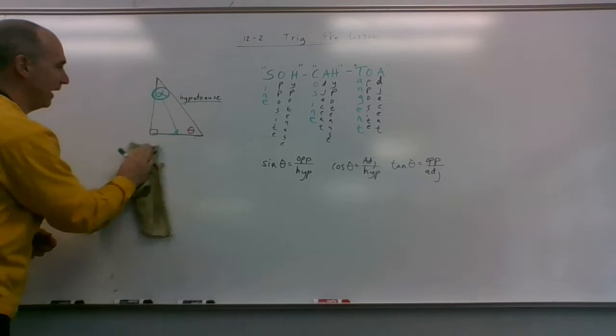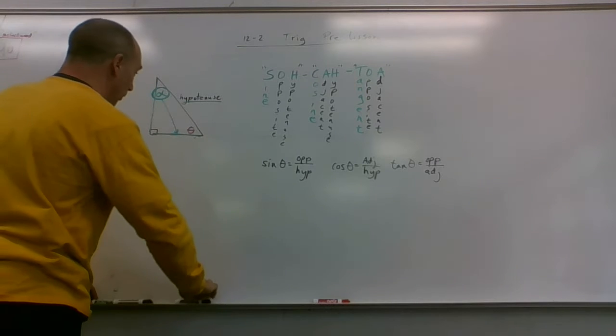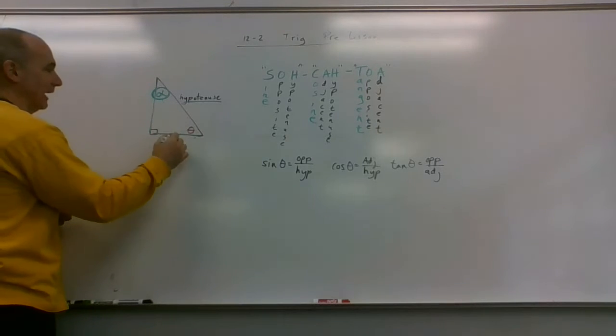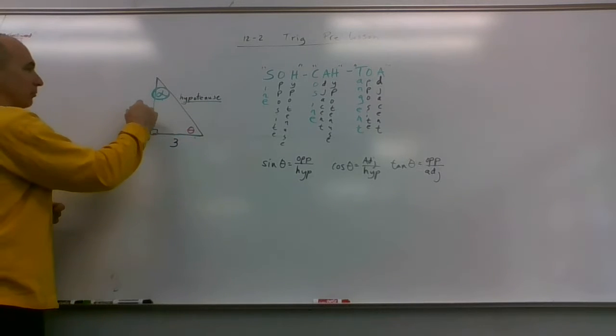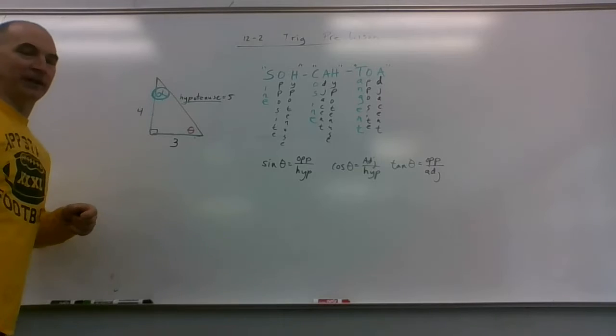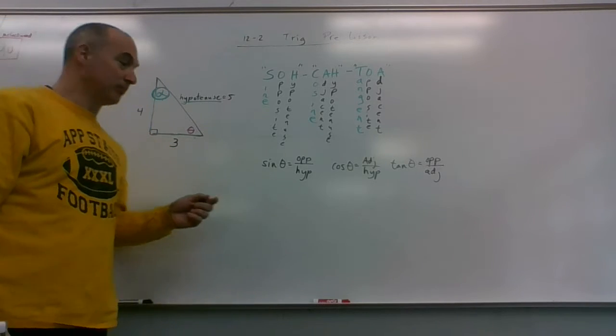Having said that, I'm going to erase all of this gobbledygook, and we're going to actually find some stuff. I'm just going to speed this up a little bit. I'm going to let this be 3, I'm going to let this be 4, and see if you remember your families. The 3-4-5 family. It really can't get any easier than this.